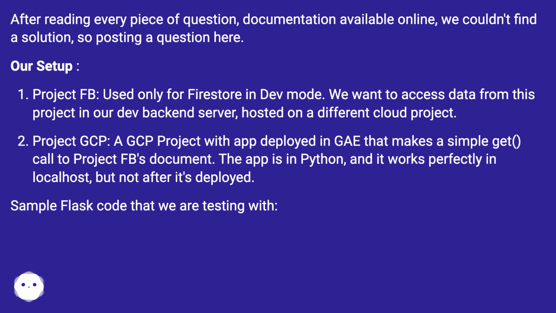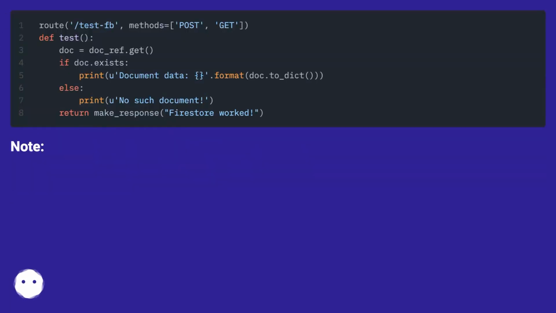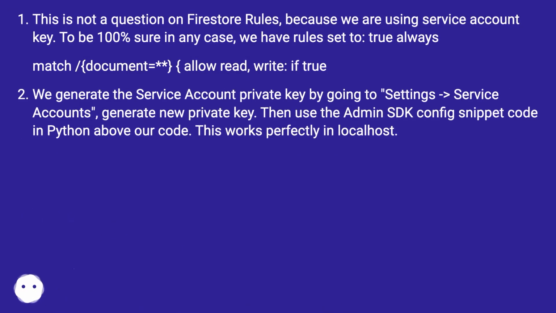Sample Flask code that we are testing with. Note: this is not a question on Firestore rules, because we are using a service account key. To be 100% sure in any case, we have rules set to true always. Match /{document=**} allow read, write: if true.